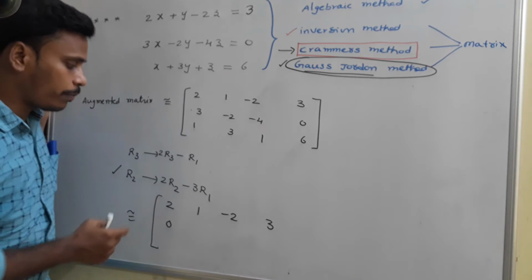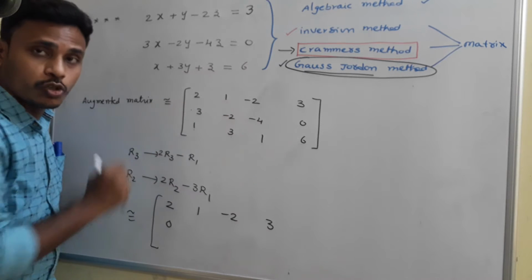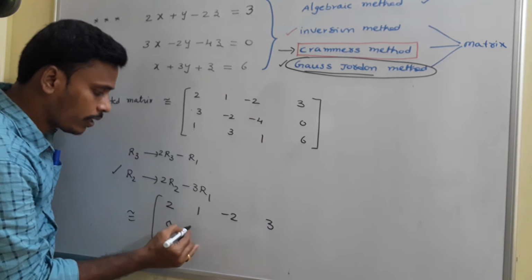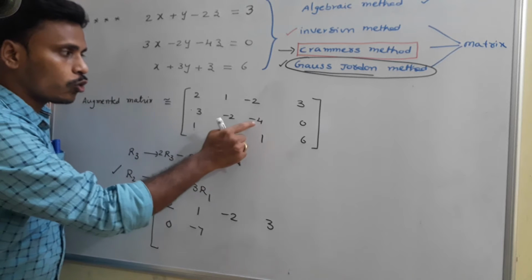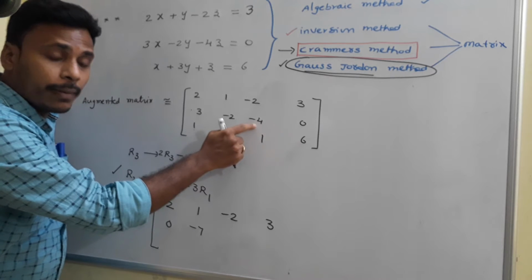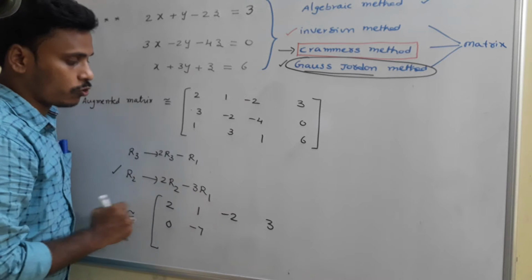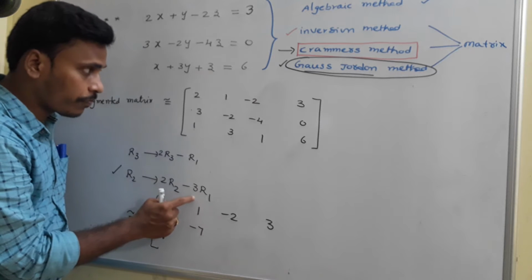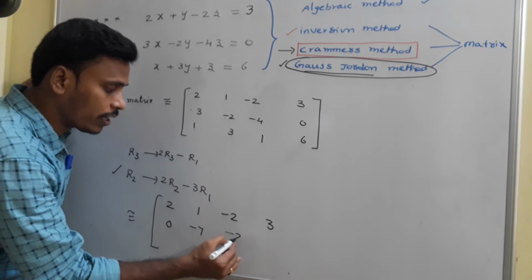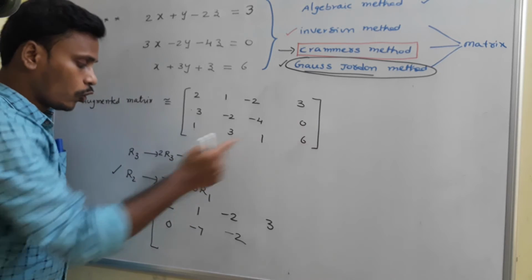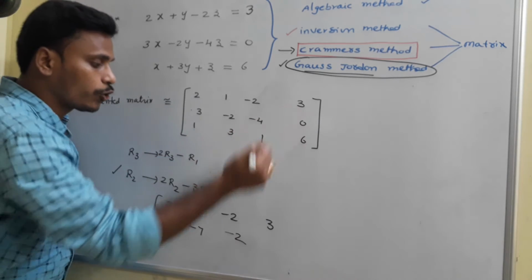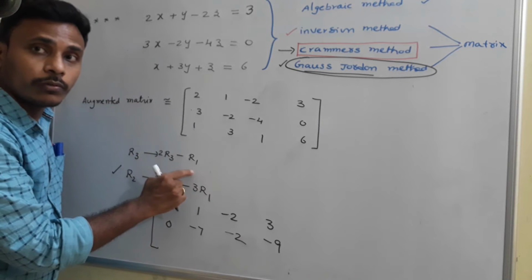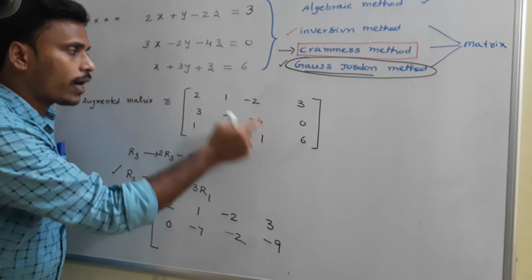See, the calculation part is very important. 2 into R2: 2 into minus 2 is minus 4, minus 3 into 1, so minus 4 minus 3 is minus 7. Then 2 into minus 4 is minus 8, minus 8 minus 3 into minus 2. Minus of minus is plus 6, so minus 8 plus 6 is minus 2. Then 2 into 0 is 0, minus 3 into 3 is 9, so this place is minus 9. That is the second row.